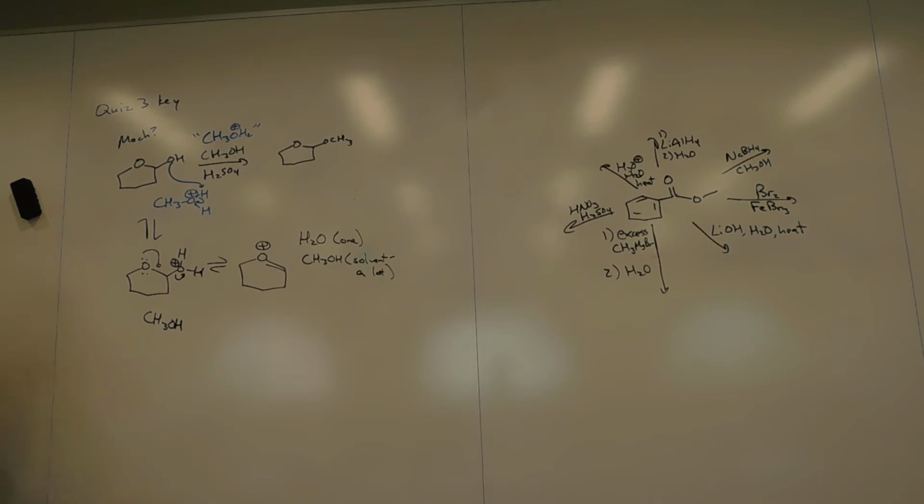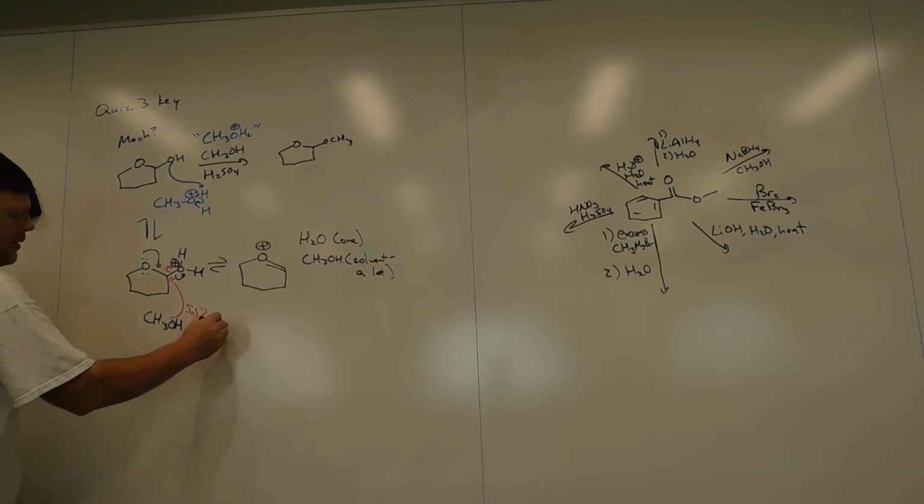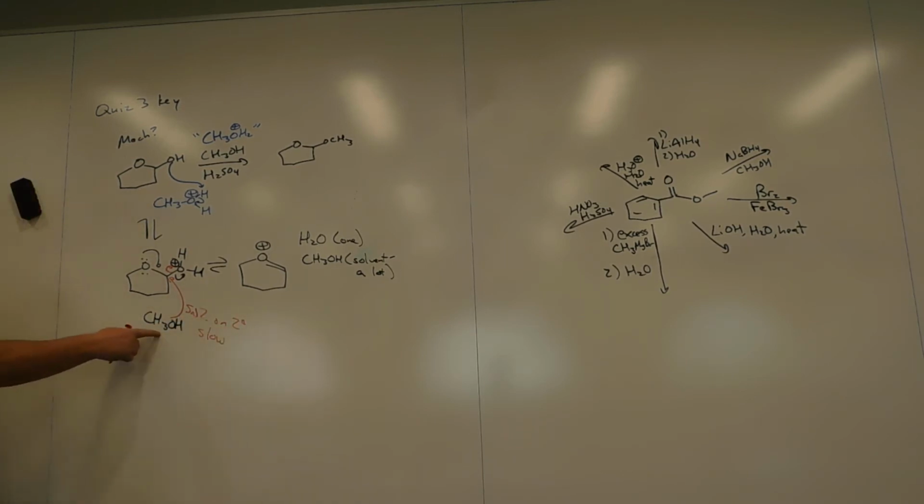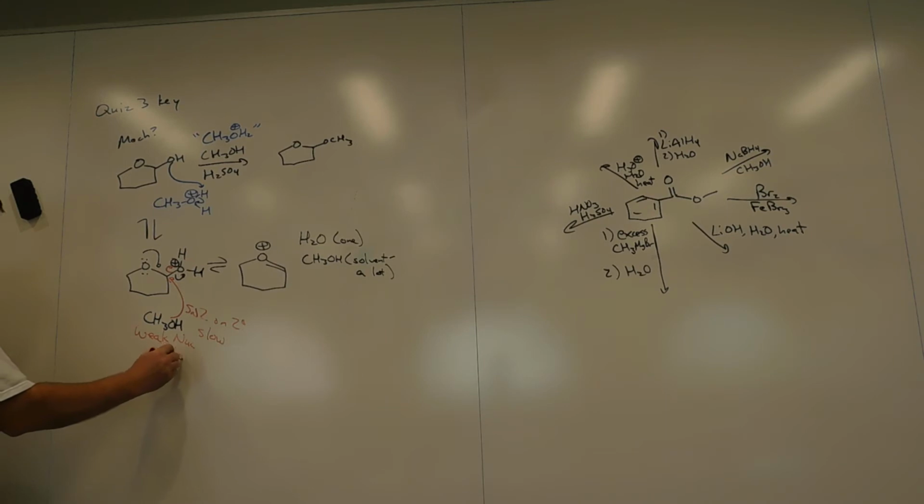Okay, I've also seen people on the quiz draw methanol in as an SN2. And I talked about this in class. That's a secondary carbon. So that's going to be a slow SN2. It's a weak nucleophile. So that's slower. Weak nucleophile on a secondary carbon, that's not very fast.